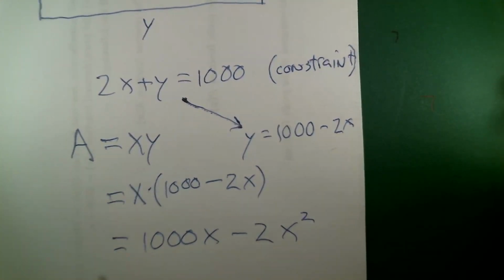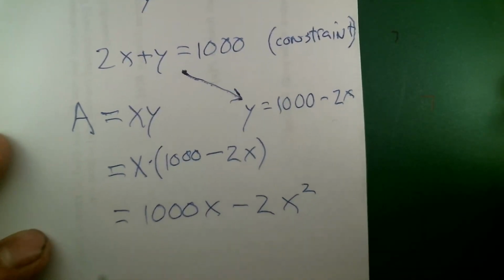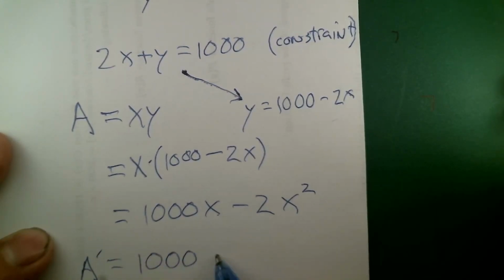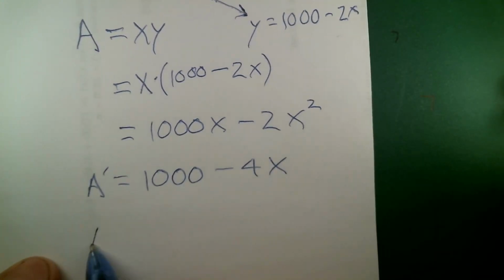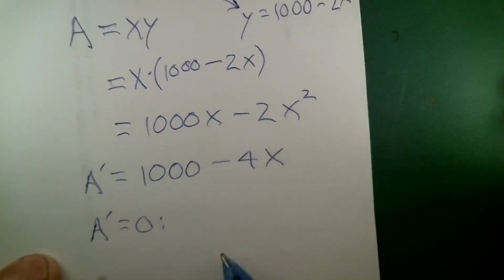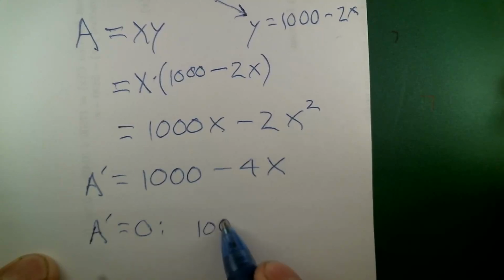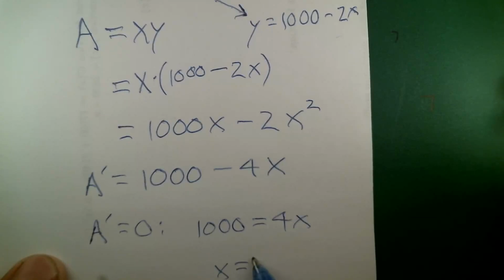So what do I mean by do the calculus? I mean take the derivative of it, figure out what A prime is. It'll be 1,000 minus 4x, and then solve where is A prime equal to 0. That's when 1,000 is equal to 4x. And so that's dividing both sides by 4. That gives you x is 250.